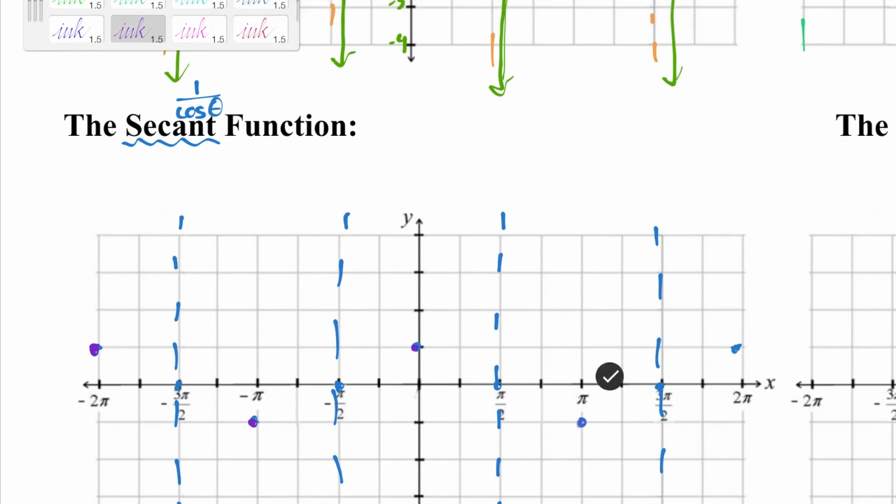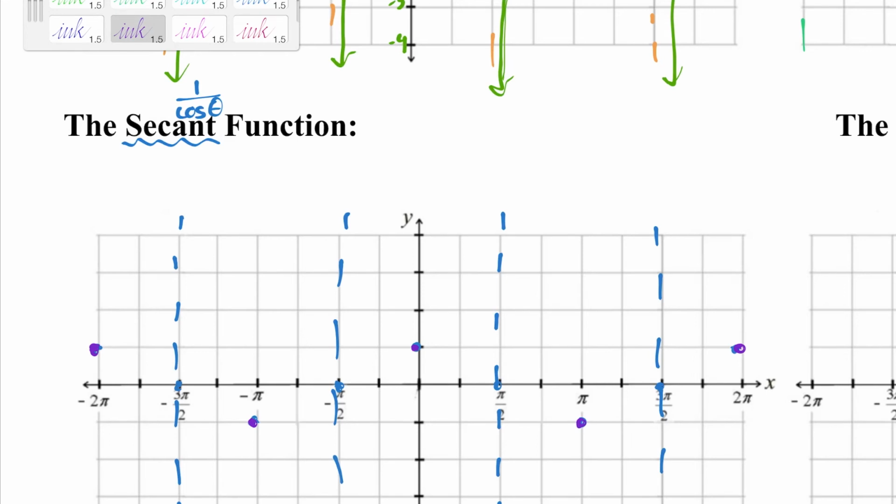And what they're going to do, so whenever I end up with, let's say, pi over 4, the cosine is going to be square root 2 over 2, which means that the secant is going to be just square root 2, which is larger than square root 2 over 2.